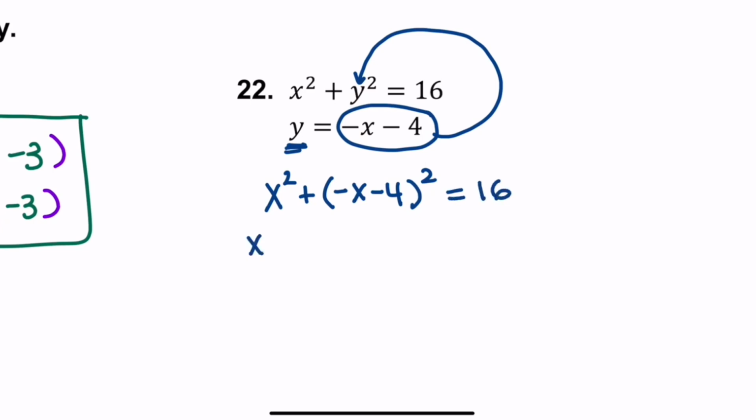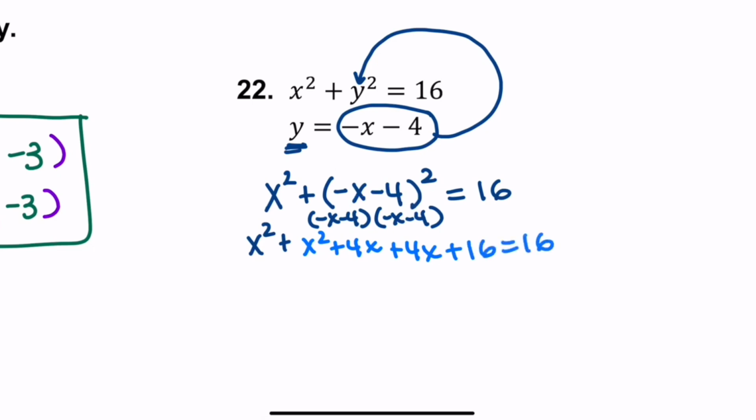We're going to have x squared. Now, negative x minus 4 squared is negative x minus 4 times negative x minus 4. We're going to square them by foiling out. Negative x times negative x is a positive x squared. And negative x times a negative 4 is a positive 4x. A negative 4 times a negative x is another positive 4x. And a negative 4 times a negative 4 is a positive 16.